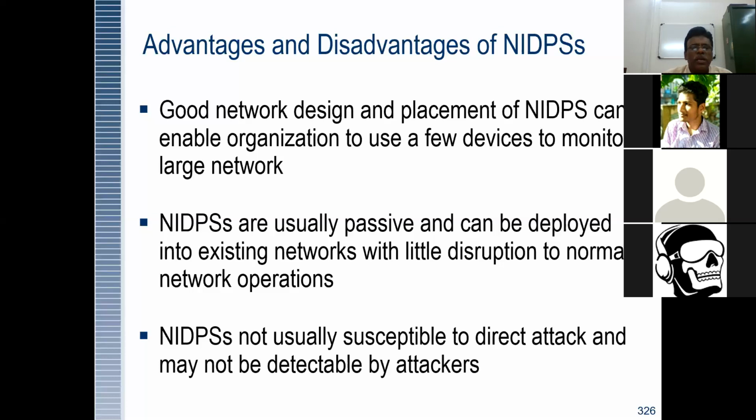Those are the maximum level and the merits of various aspects of a network intrusion detection and prevention system. It is not usually susceptible to direct attack and may not be detectable by an attacker.